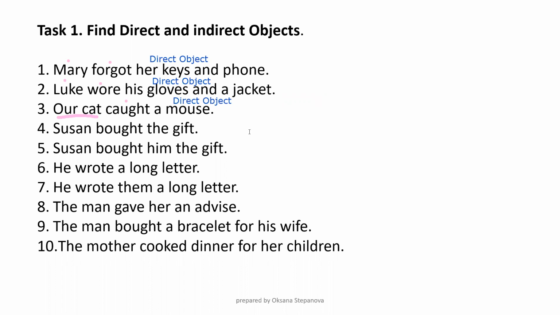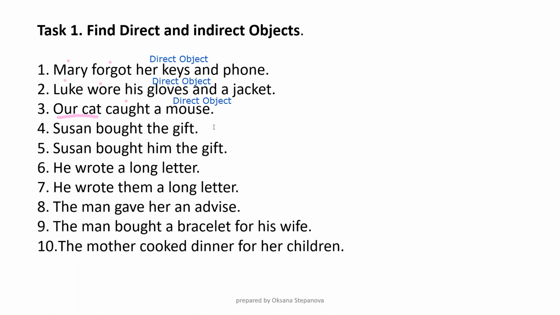Caught what? A mouse. We cannot put any preposition there, and it doesn't receive anything except the action. So these words receive the direct action of the verb, the direct effect of the verb. That's why it is a direct object. So now let's look at number four.